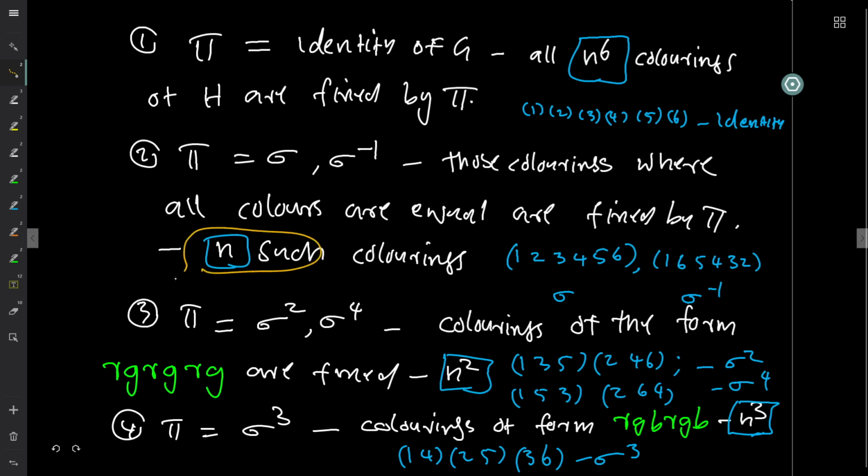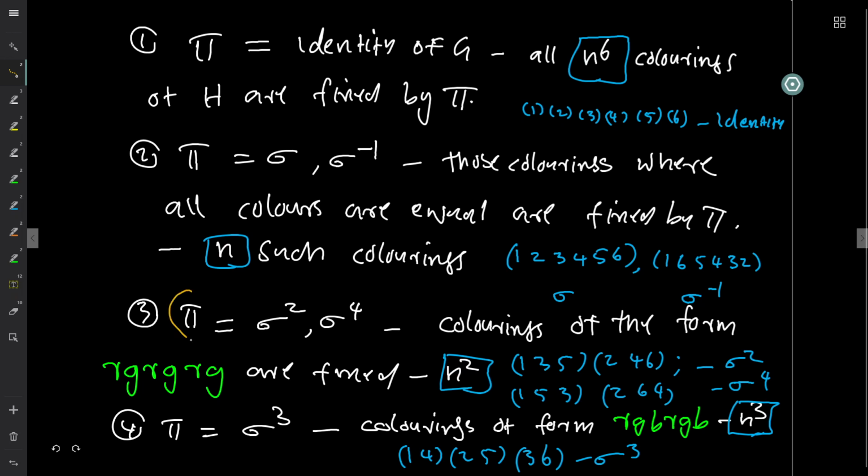Now, what if you look at sigma inverse, which is the rotation in the backward direction? So 1 going to 6, 6 going to 5, 5 going to 4, 4 going to 3, 3 going to 2, and 2 going to 1. So sigma inverse is again the same. If I rotate by 1 all the way backwards, again I want all the vertices to get the same color, otherwise the coloring will not be fixed by pi. So for each of these two, I get n such colorings.